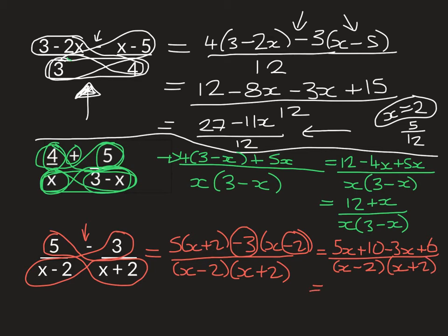Tidy up the top, 2x plus 16 all over x minus 2, x plus 2. Job done. I could factorise that top, 2 brackets x plus 8, but that doesn't help me.